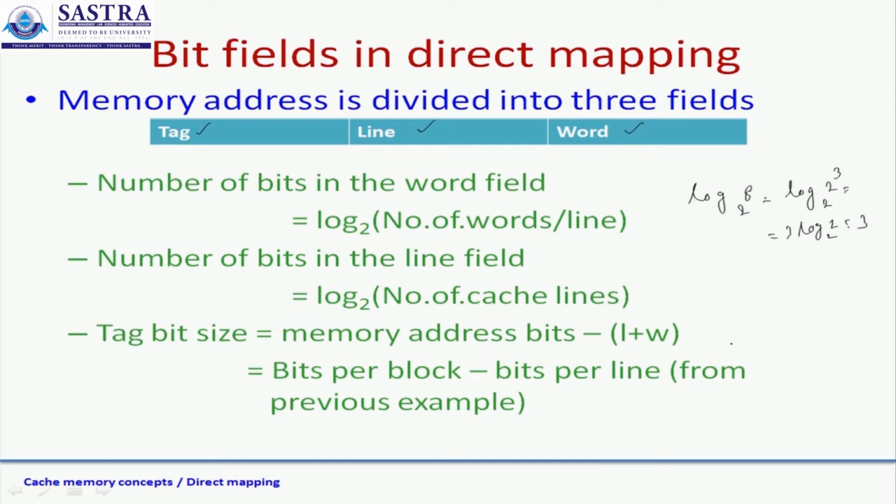Number of bits for the line field: how many bits will be allocated for the line field? That depends on the number of lines: log of number of cache lines base 2. Suppose we have 4 cache lines, then 2 bits will be allocated. 8 lines, 3 bits will be allocated. Tag bit size equals memory address bits minus (L plus W). We can obtain W and L from our design. So tag bit size equals memory address bits minus (L plus W), that is bits per block minus bits per line.